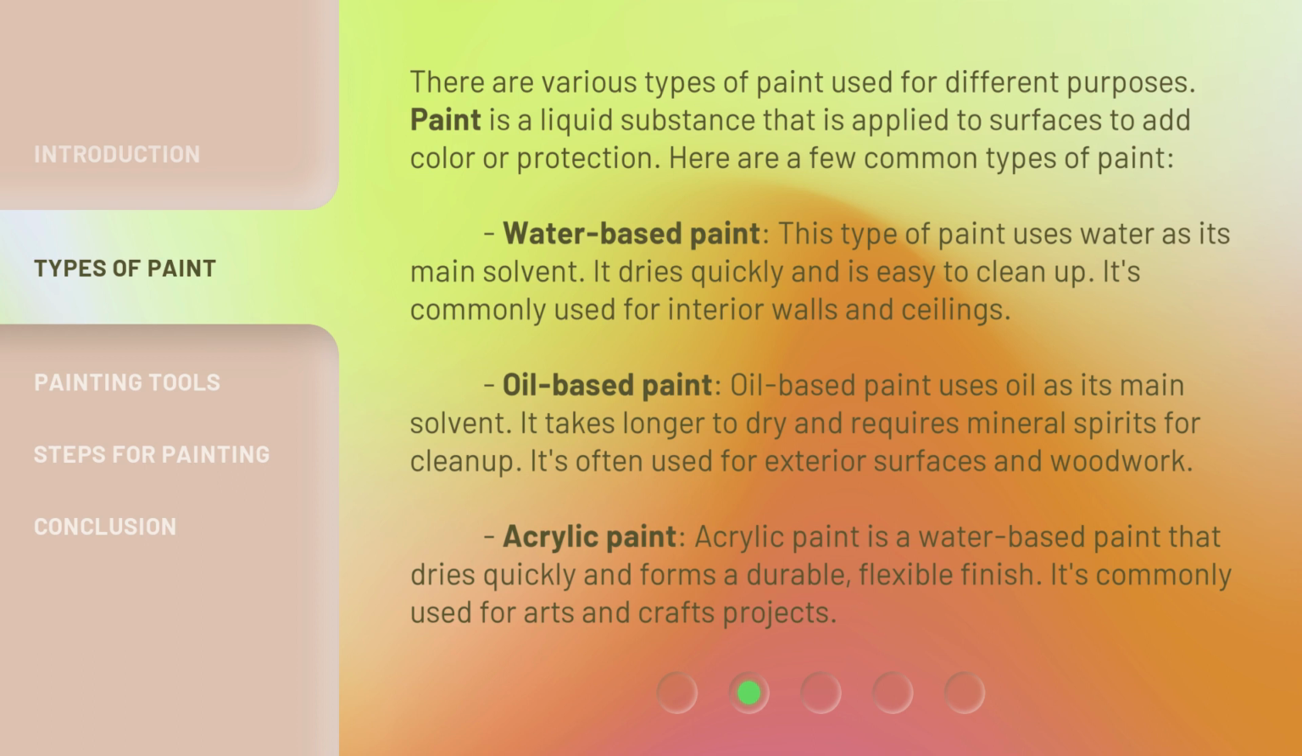Oil-based paint. Oil-based paint uses oil as its main solvent. It takes longer to dry and requires mineral spirits for cleanup. It's often used for exterior surfaces and woodwork. Acrylic paint. Acrylic paint is a water-based paint that dries quickly and forms a durable, flexible finish. It's commonly used for arts and crafts projects.